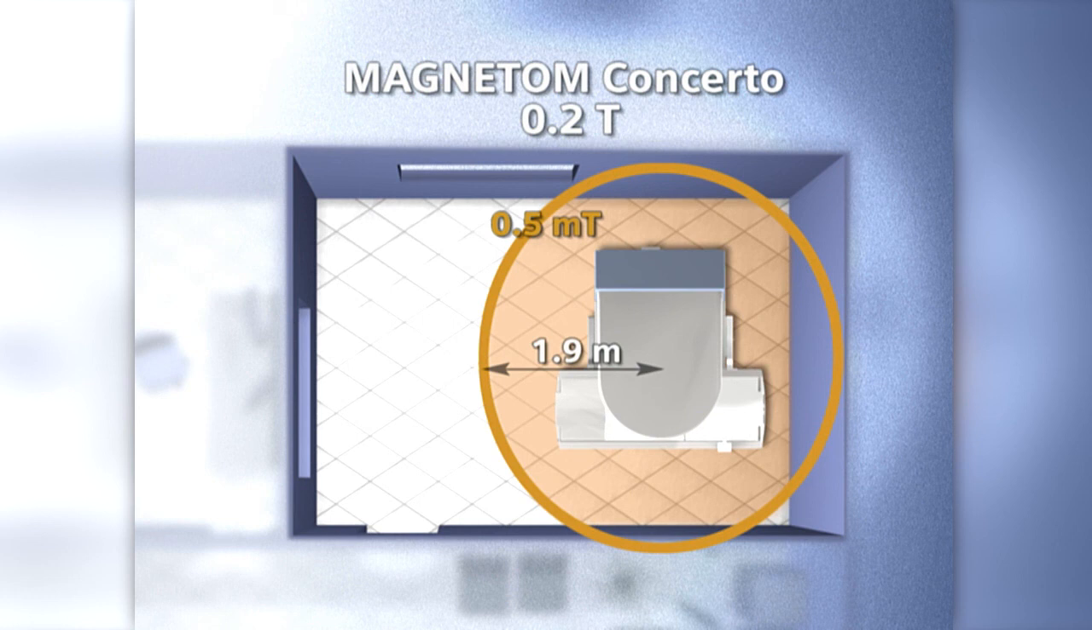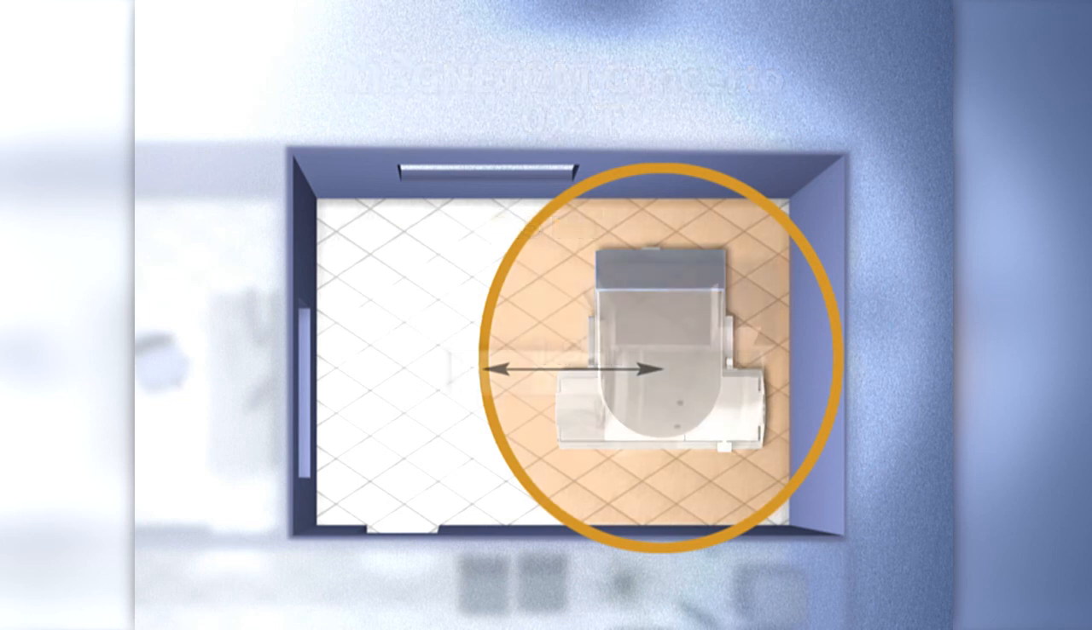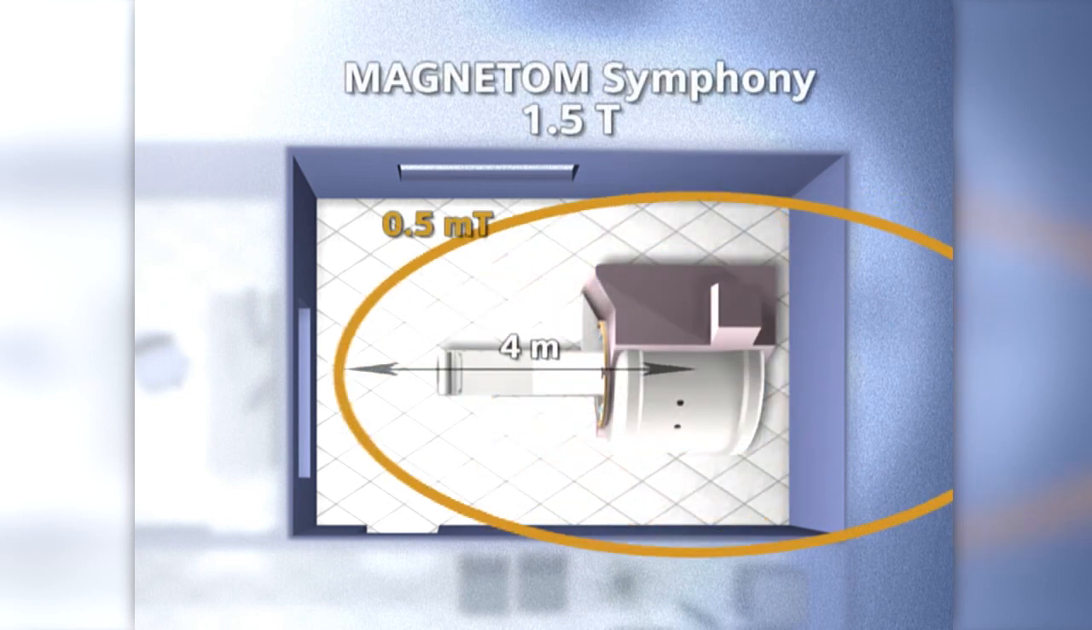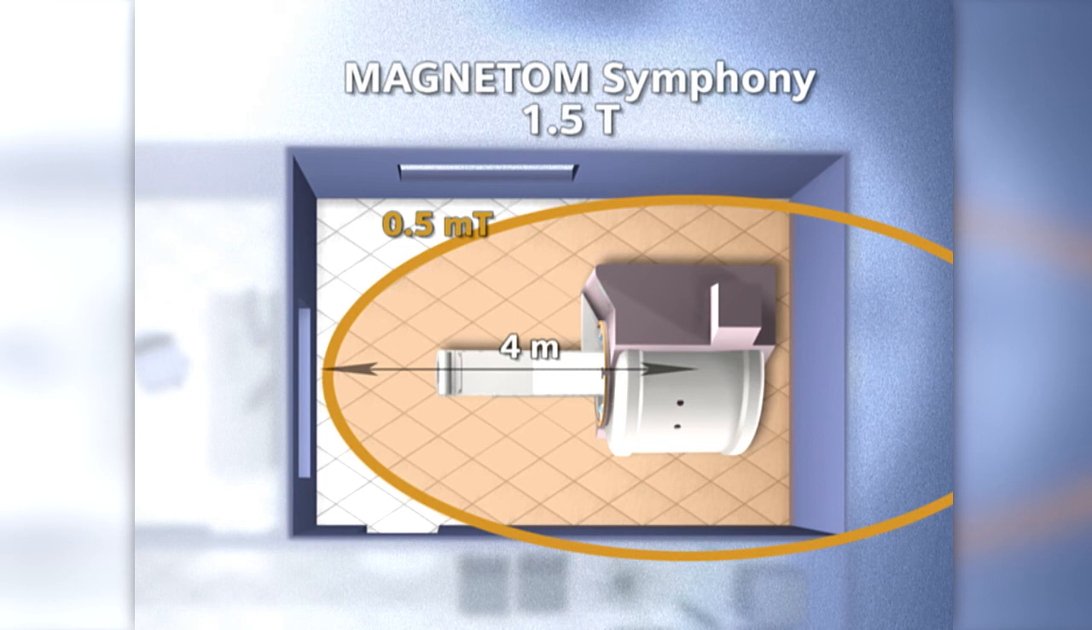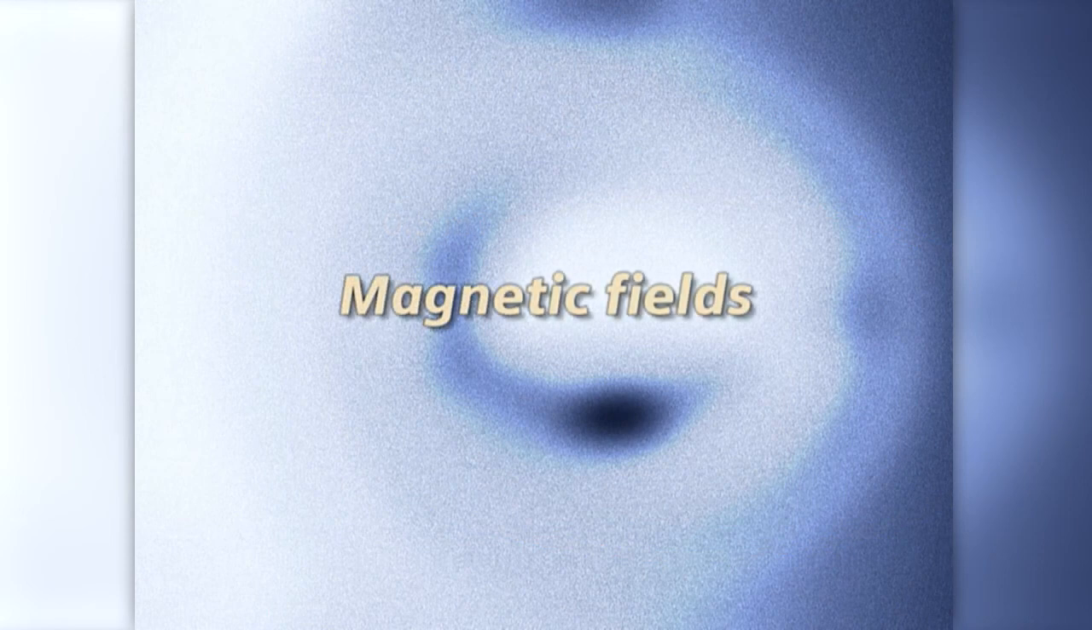Measured in the direction of the patient axis, the 0.5 millitesla line of this 0.2 Tesla system is 1.9 meters from the magnet center. In the case of a 1.5 Tesla system, it is 4 meters from the magnet center. Magnetic fields.